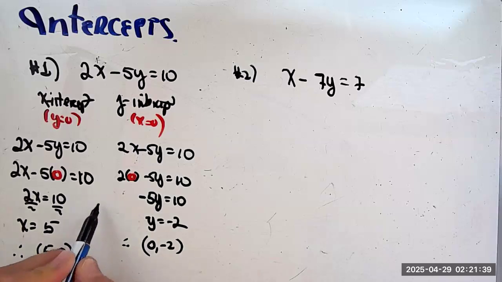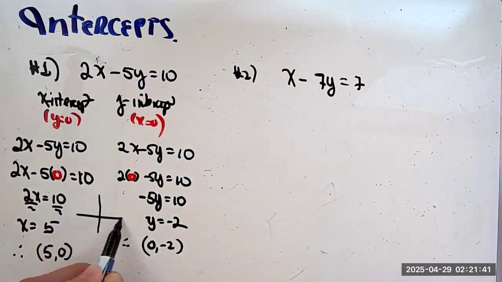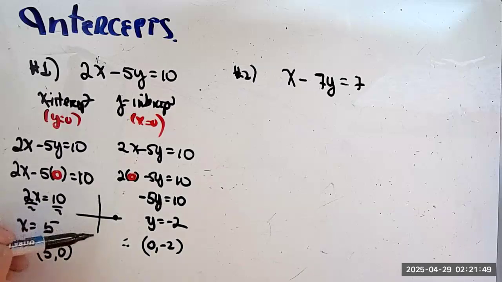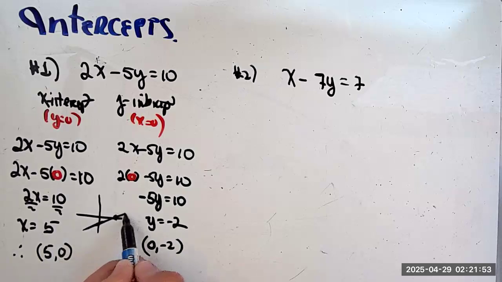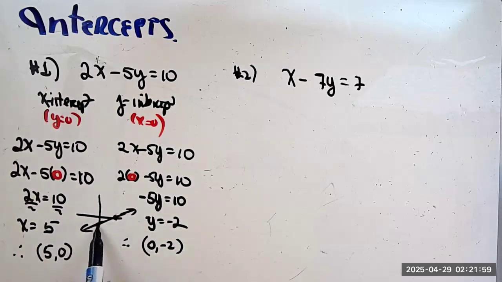If I were to graph this equation, we are going to hit the x-axis somewhere here at 5, and the y-axis somewhere at negative 2. If I were to connect those two points, that would be my line. X-intercept (5, 0), y-intercept (0, negative 2).